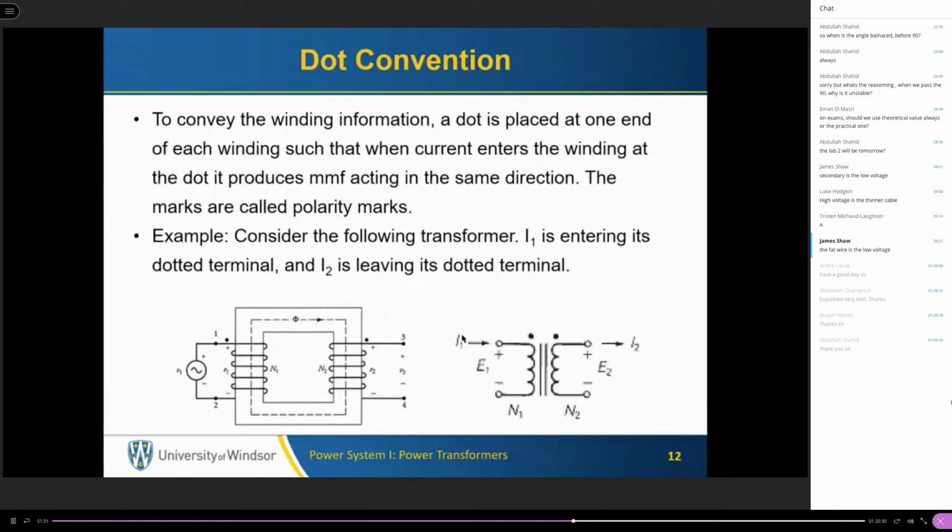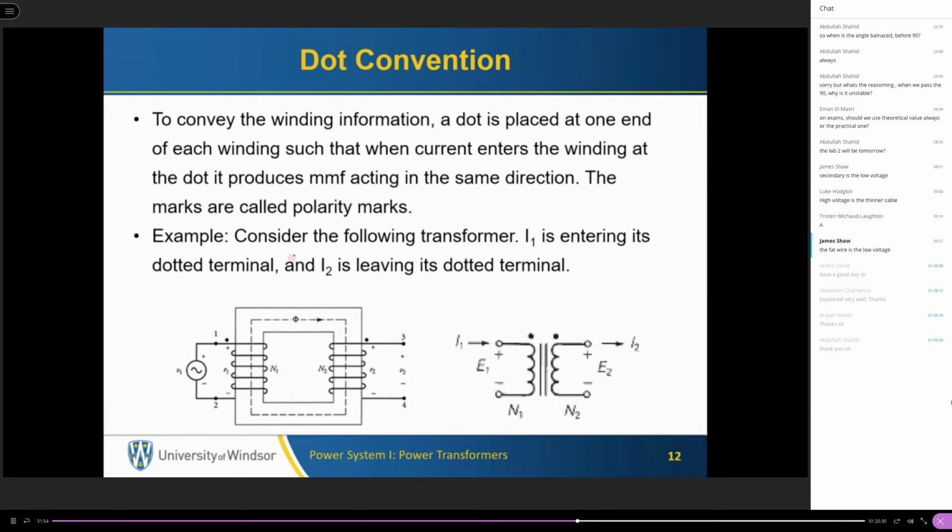Now let's talk about the dot convention. The dot convention is a way to indicate the direction of the output current on the secondary, the direction of the secondary current or the output current on the secondary side.